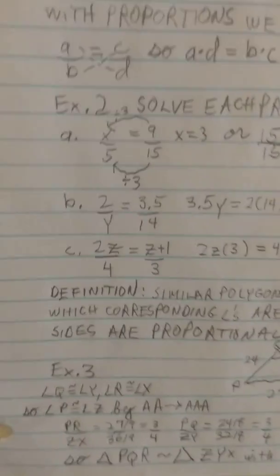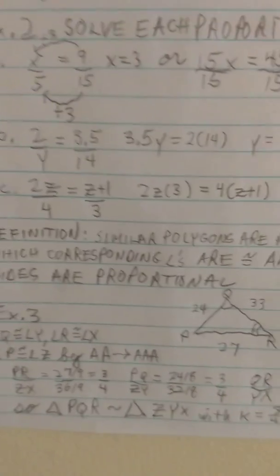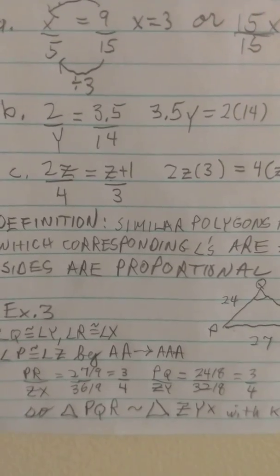PR over ZY would be 24, let me see, I'm having trouble seeing this, excuse me.